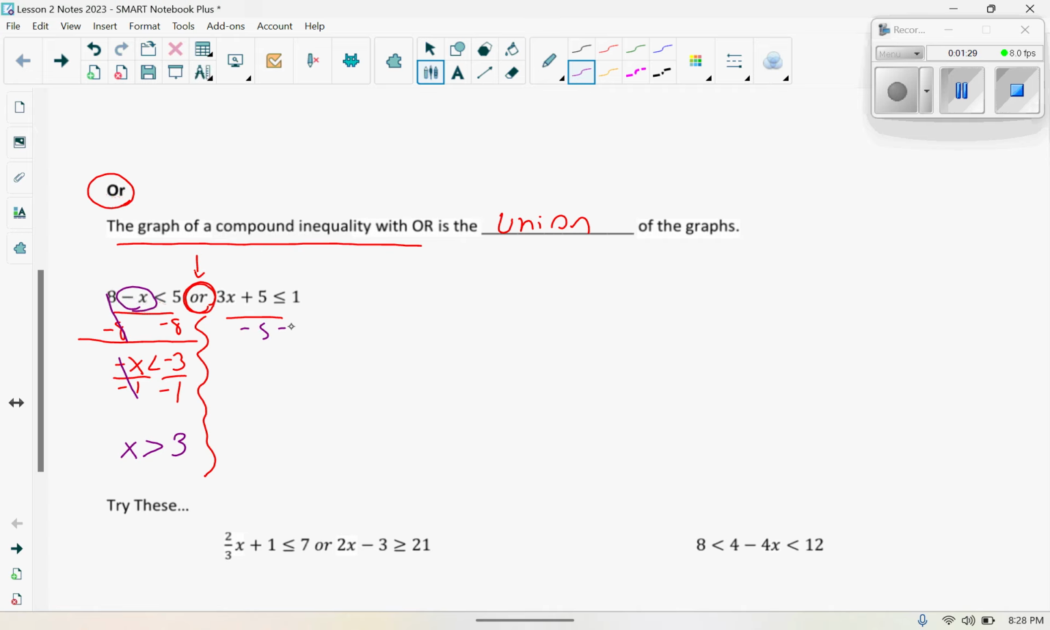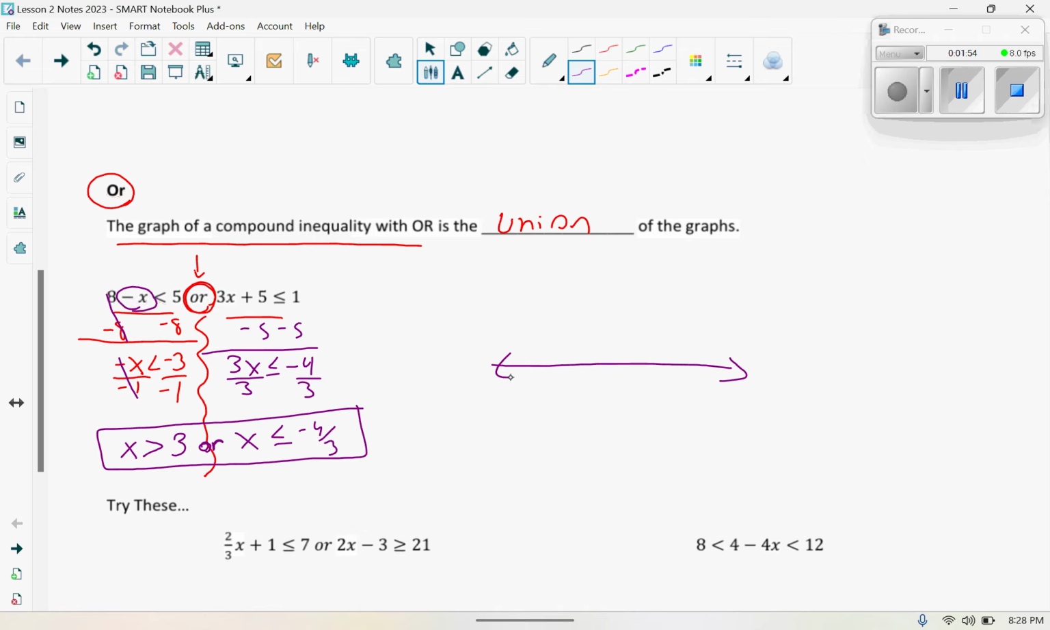I'm going to subtract 5, and I get 3x is less than or equal to -4. Notice this time I'm not dividing by a negative, so I do not flip the sign. So it's going to look like this. Our answer will be connected with the or that we started out with, so this whole thing is our answer.